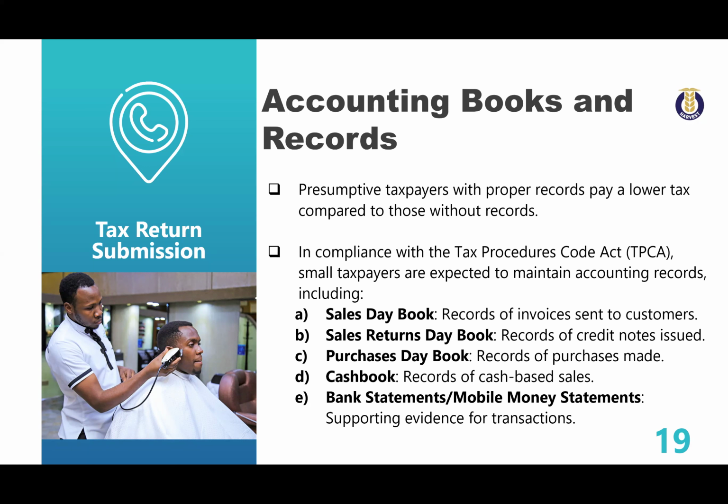presumptive tax on just guesswork. You can say, I think I made about 80 million. It's okay. You can do that. You can file using 80 million because there is a provision of having records and not having records. That provision is there. But of course, in compliance with the Tax Procedures Code Act, I think I'll be sharing details of the act, the latest one.